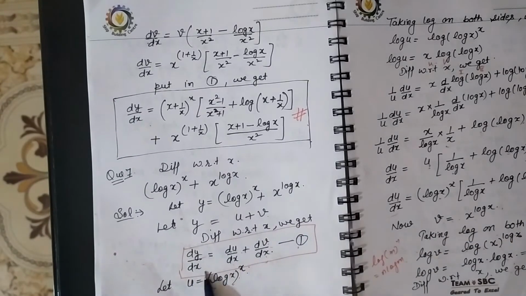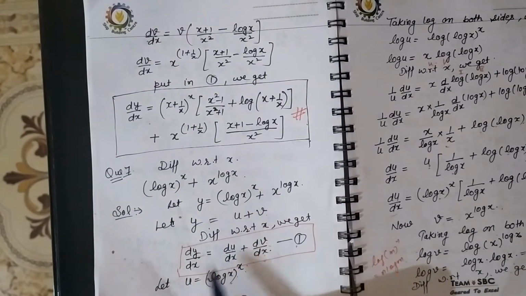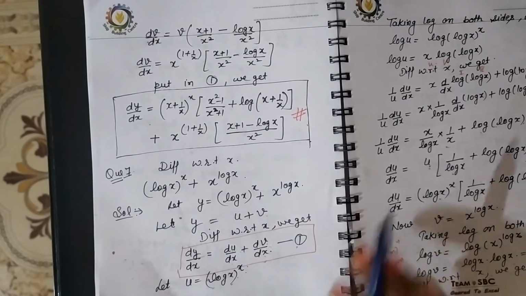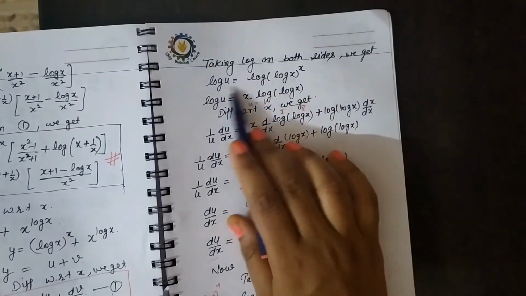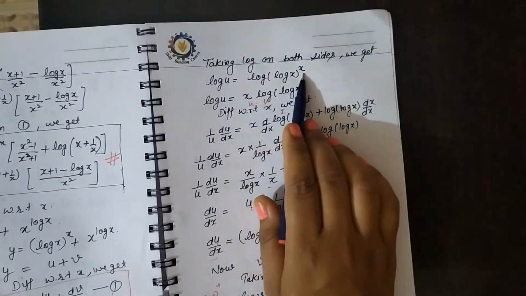Okay, so let u is equal to (log x) raised to power x, taken as u. Now you can take log. So taking log on both sides, we get log u is equal to log of (log x) raised to power x.